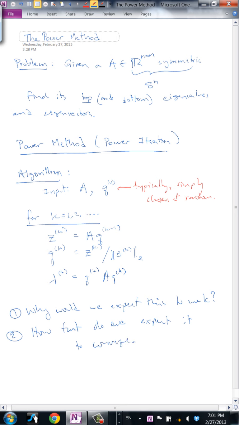As very often in linear algebra, we can get a good intuition by looking at diagonal matrices. So let's suppose that we have the simplest case of a symmetric matrix where A is actually diagonal. So let me just put down some numbers: 3, 2, 1. So what is its leading eigenvector? Well, clearly its leading eigenvector is the vector e1, 1, 0, 0, and it has corresponding eigenvalue 3.